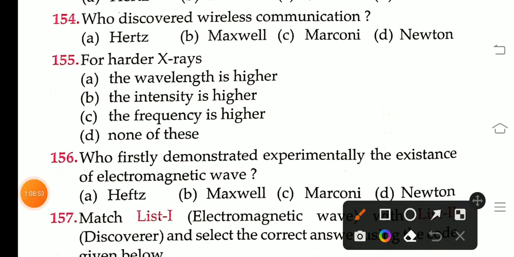Next, who discovered wireless communication? Right answer option C, Marconi. Next, for harder X-rays, right answer will be option C, the frequency is higher. Next, who firstly demonstrated experimentally the existence of electromagnetic waves? Right answer will be option A, Hertz.